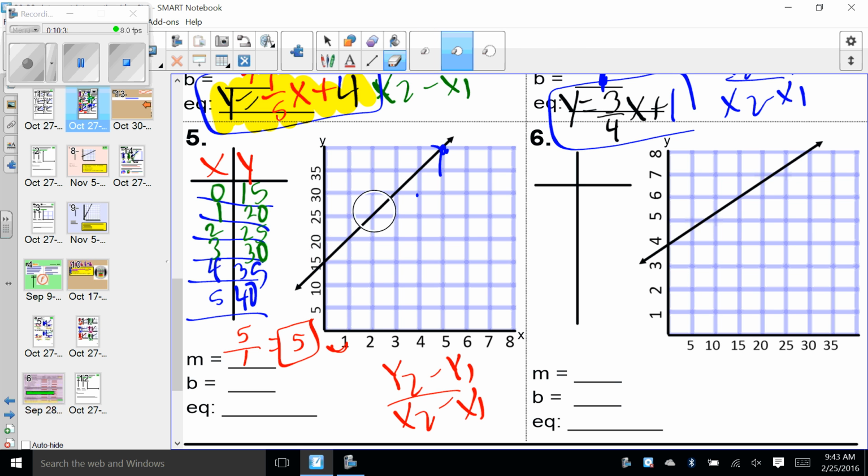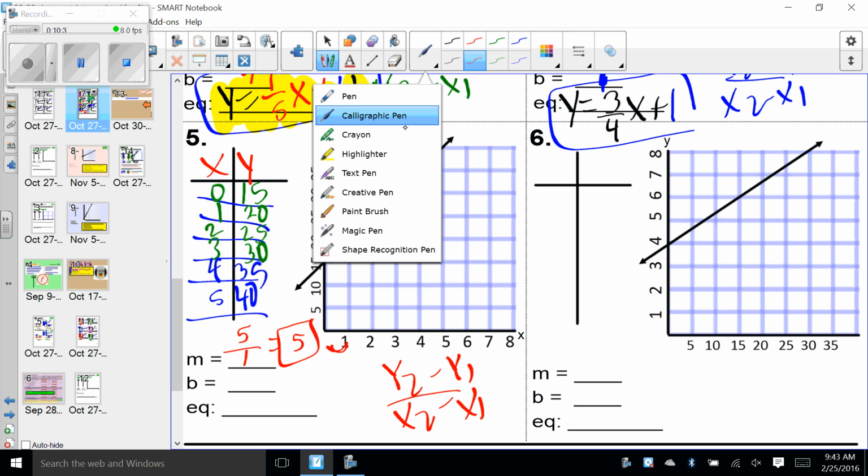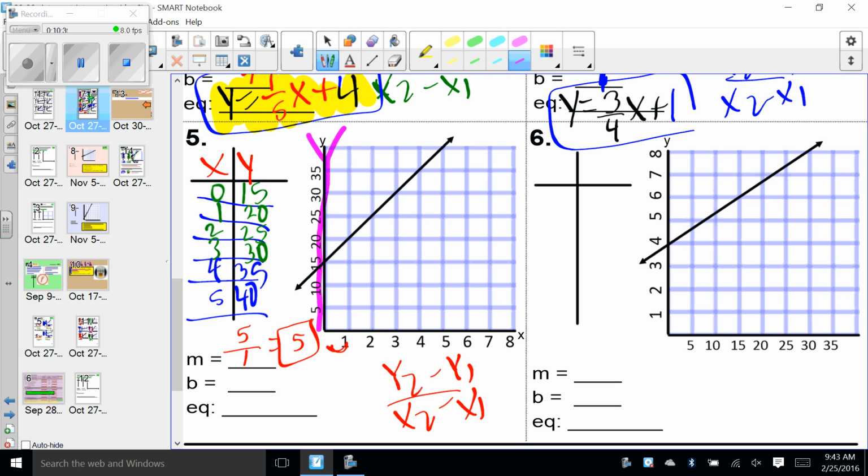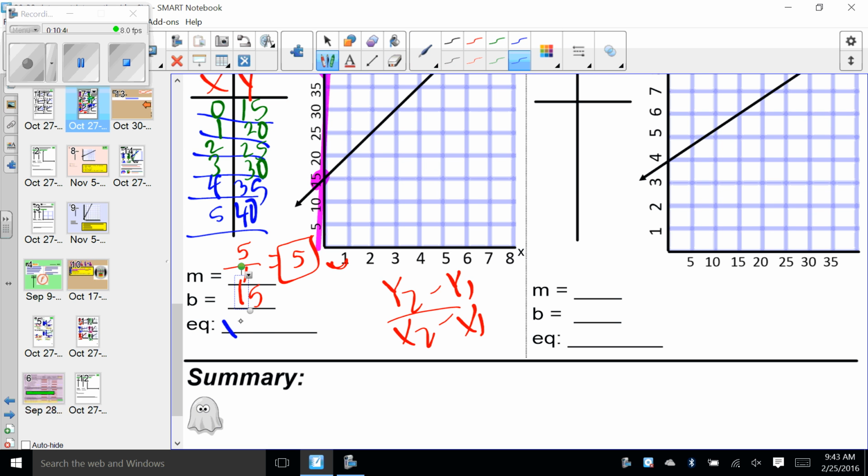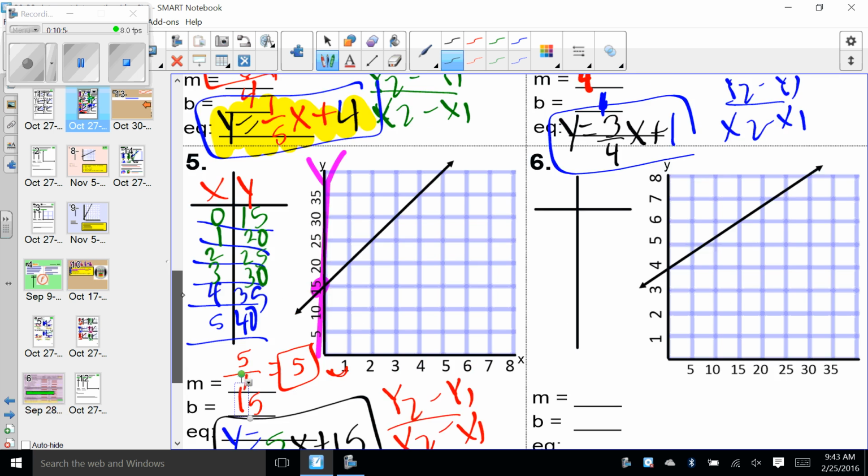On the y-axis then, I have a y-intercept hitting right here at 15. So the y-intercept is 15. So my equation then is y equals, my slope is 5, x plus 15. So my equation is y equals 5x plus 15.